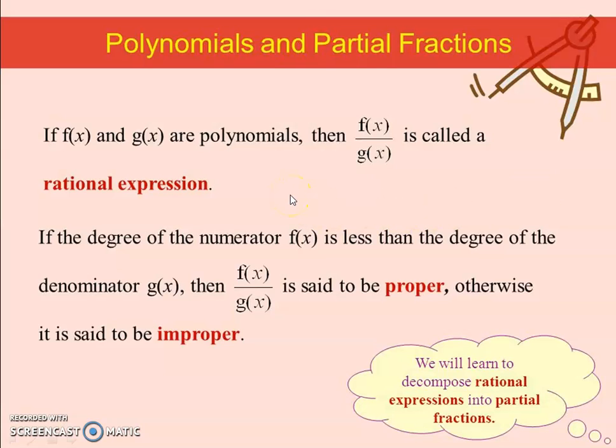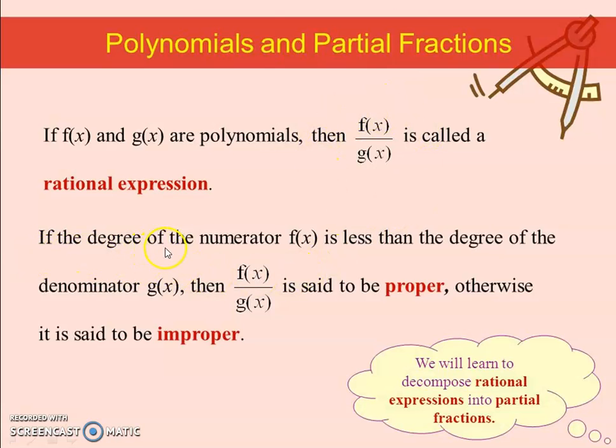Now, what exactly is meant by polynomial and partial fraction? There is some connection, so we have to discuss this topic. If f of x and g of x are polynomials, where polynomial means x degree is greater than 1, then f of x upon g of x is called a rational expression, with f of x in the numerator and g of x in the denominator.